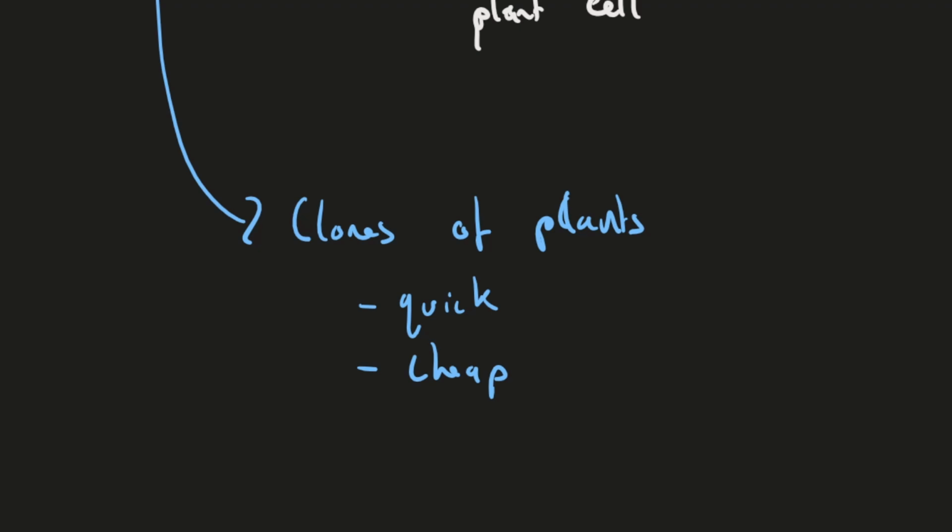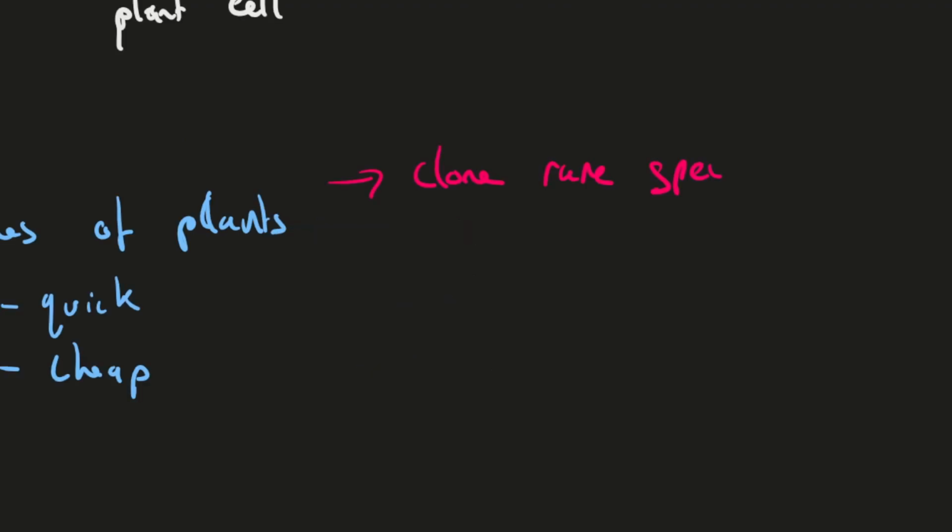This is really useful because you can clone rare species. If a plant is on the verge of extinction, you can clone them to protect them from extinction. And if you think about growing crops, you can also grow crop plants which are disease resistant. The idea is genetically some plants might be resistant to diseases more than others.